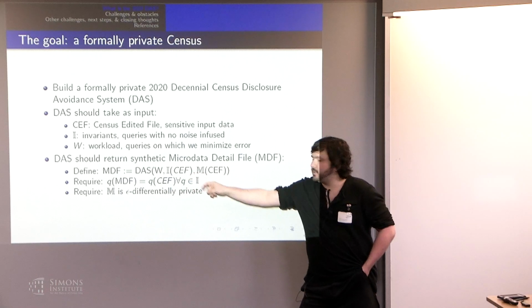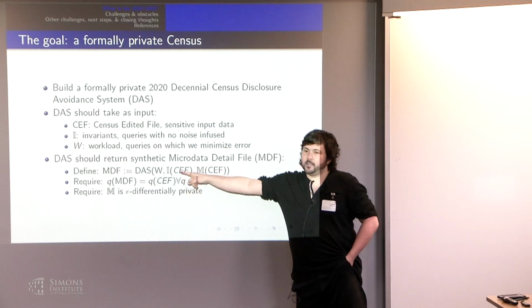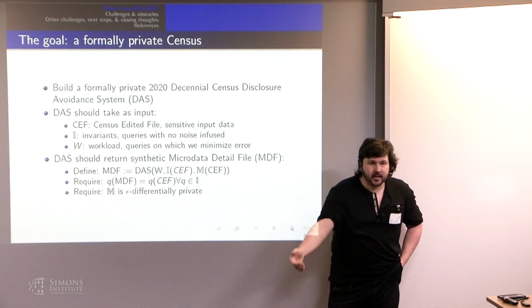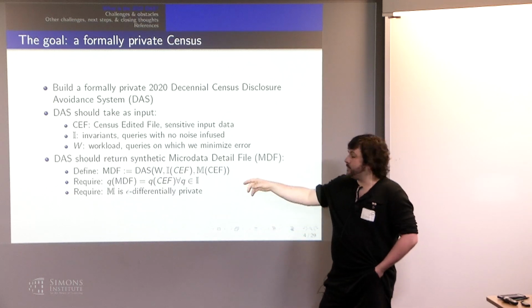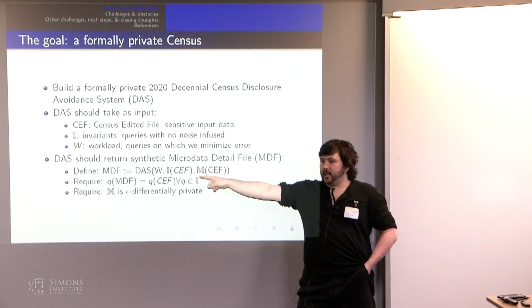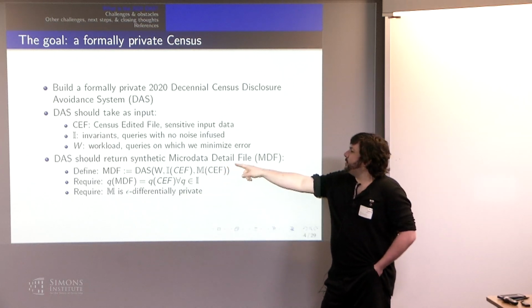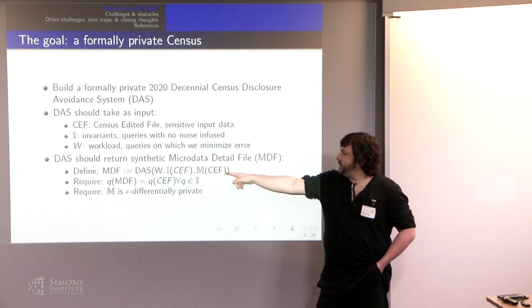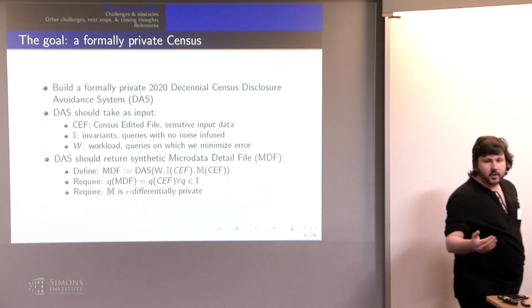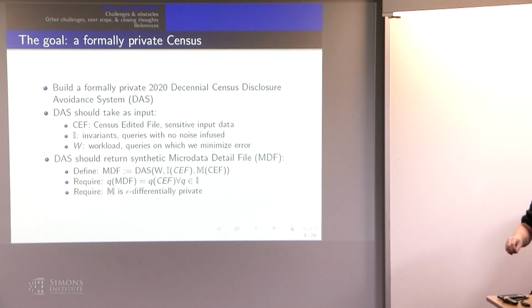This MDF is the microdata we're generating, which will pop out of an algorithm known as the DAS, which takes as inputs the workload because it needs to know what it's trying to get low error on, but will also take as inputs the true values of the invariants evaluated on the Ceph, so evaluated on the underlying true data, and which will also take measurements evaluated on the Ceph as well, so DP noisy measurements, estimates of those queries that we're interested in trying to get low error on.